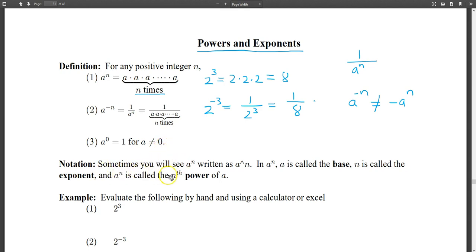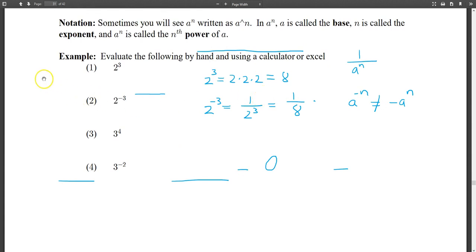Now just some notation and a few definitions. Sometimes you'll see a to the n written with the hat notation, a^n. That's usually what you see when you type it into a calculator or computer. When we look at a to the nth power, we call a the base and n is called the exponent. And we call a to the n the nth power of a. So, a few examples down here.